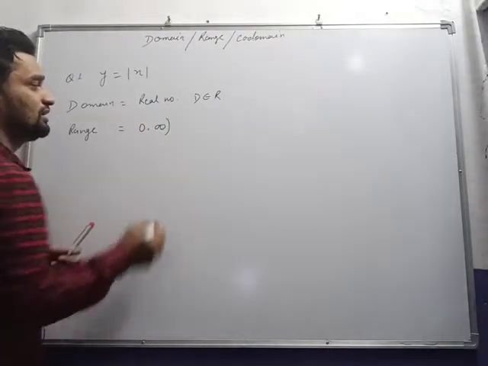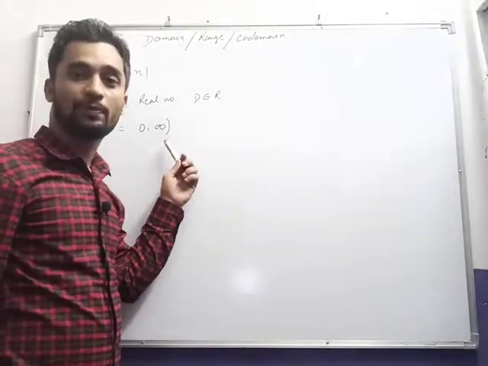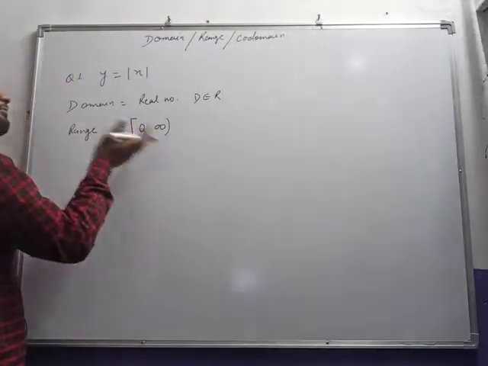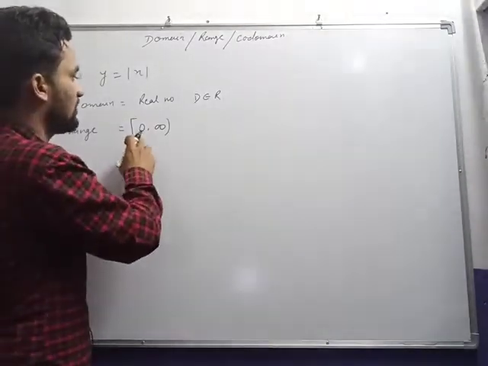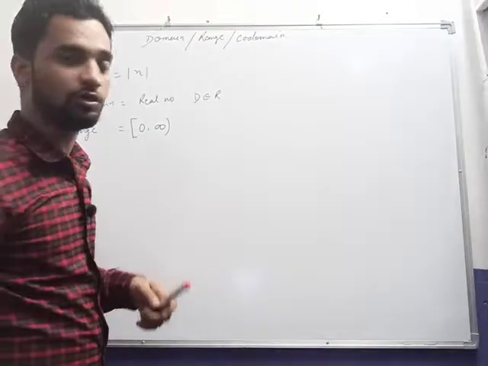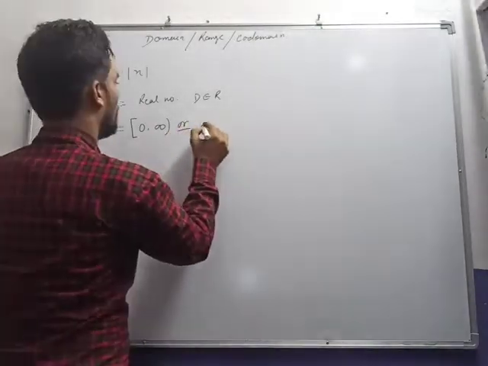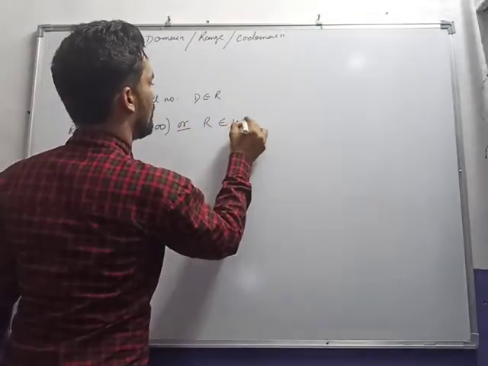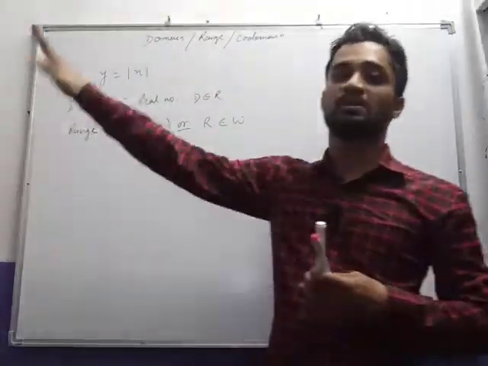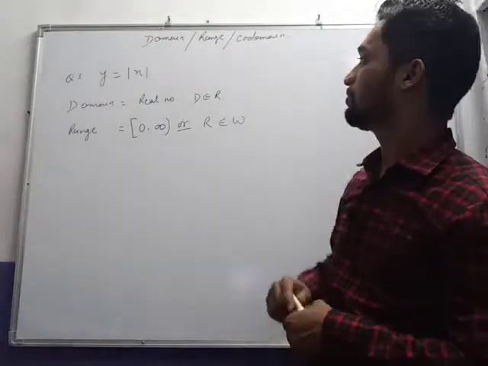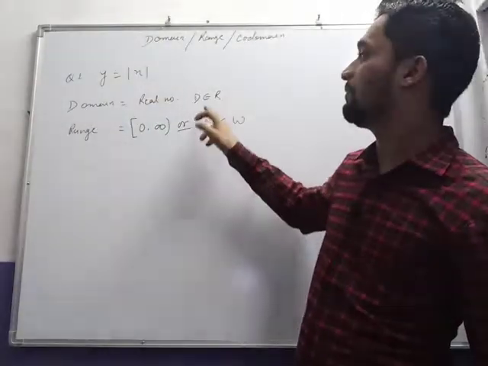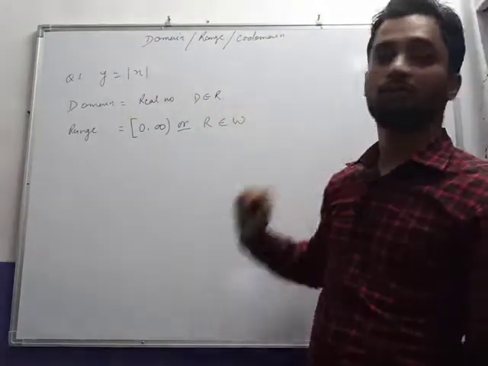At infinity we put an open bracket, and at 0 we put a closed bracket, because we cannot go behind 0. Or you can write that the range belongs to the whole numbers, 0 to plus infinity, all the whole numbers. So the domain of this question will be the real numbers, and the range of this question will be the whole numbers.